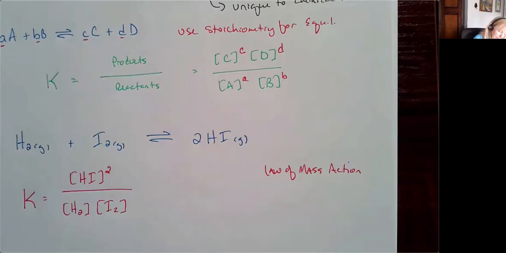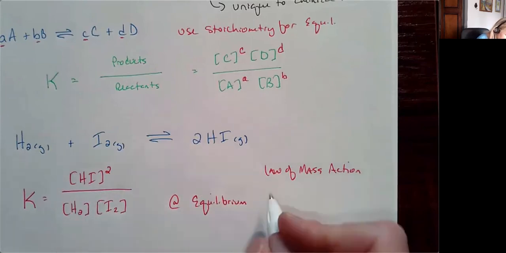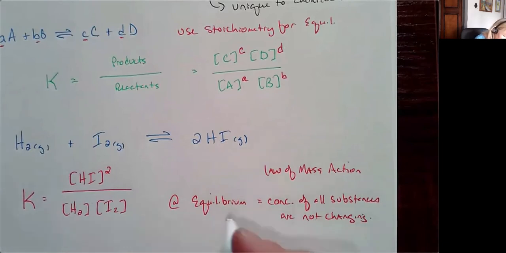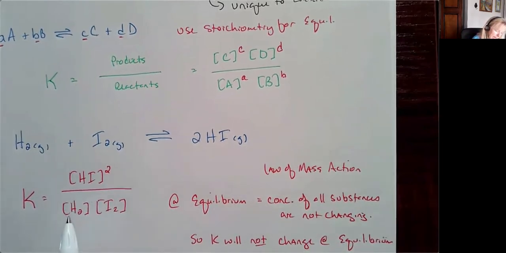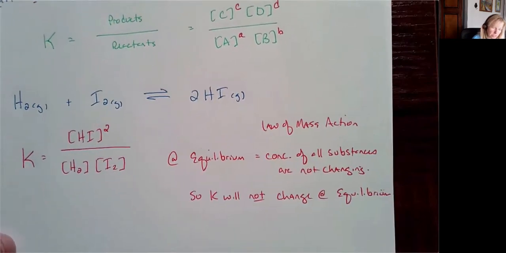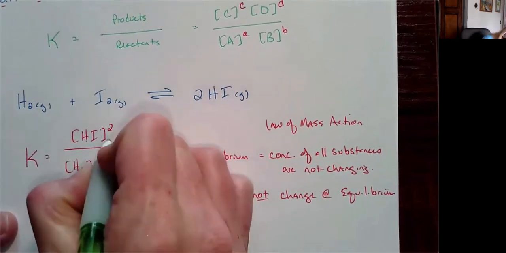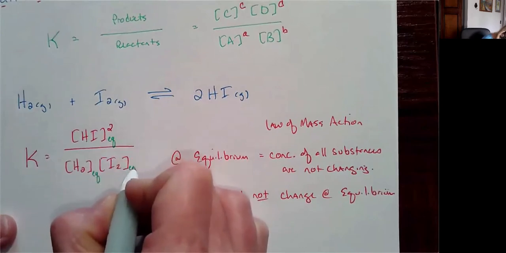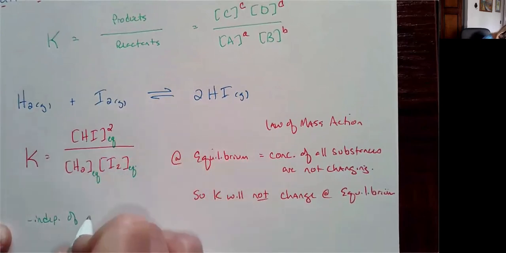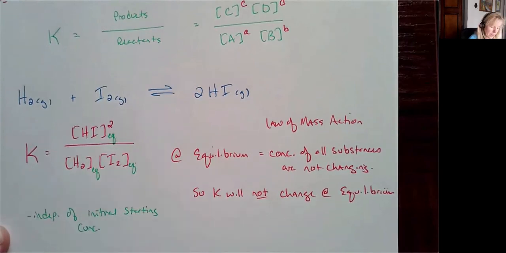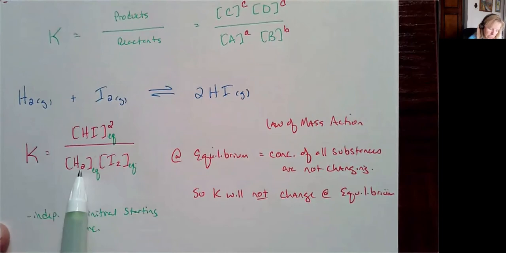So an important point is at equilibrium, these concentrations are not changing. So K will not change at equilibrium. This is independent of my initial starting concentration. So these are all equilibrium concentrations. It doesn't matter if I start with 1 molar H2 or 5 molar H2 or 1 molar I2 or 5 molar I2. When I reach equilibrium, the ratio between my products and my reactants is going to be the same, irrespective of how much of them I started with.